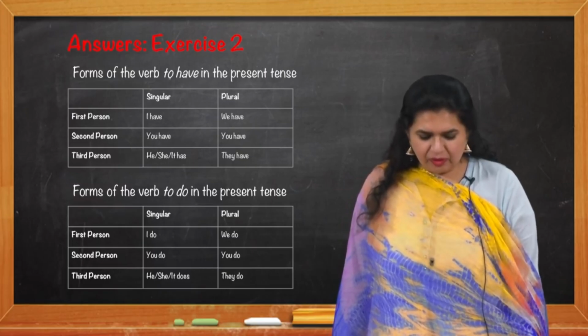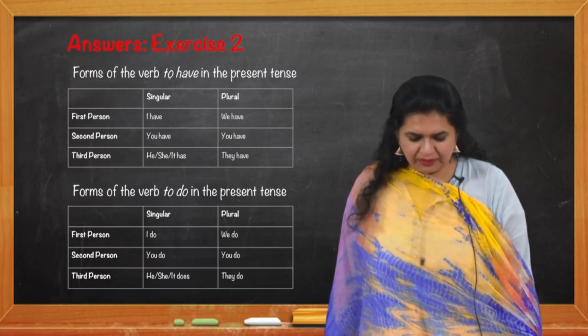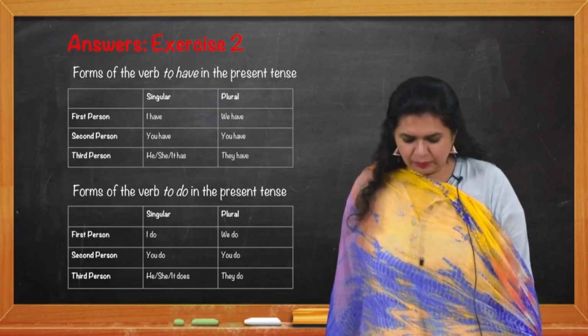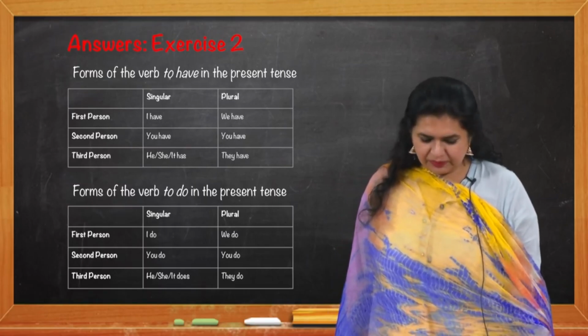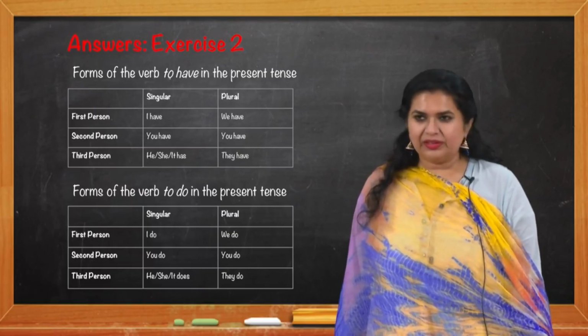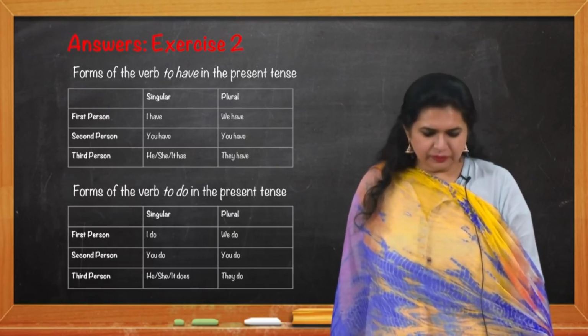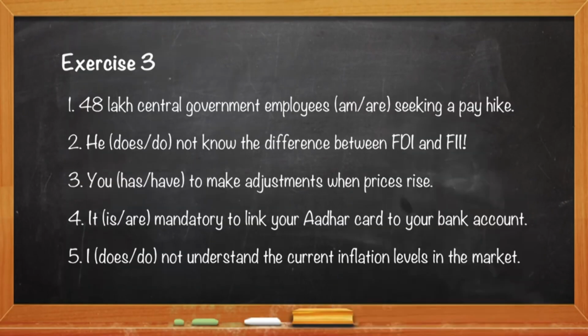And look at the forms of the verb to do in the present tense. First person I do, plural we do. Second person you do, plural you do. Third person he, she, it does, plural they do. Those are the conventions. Let us look at the third exercise.